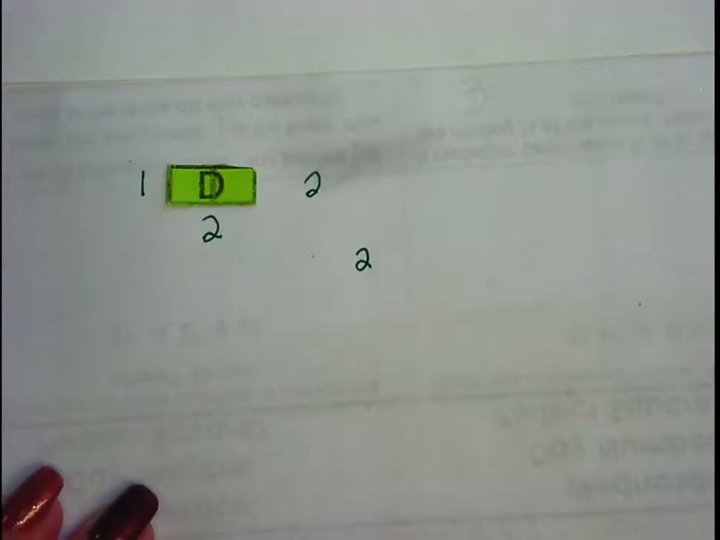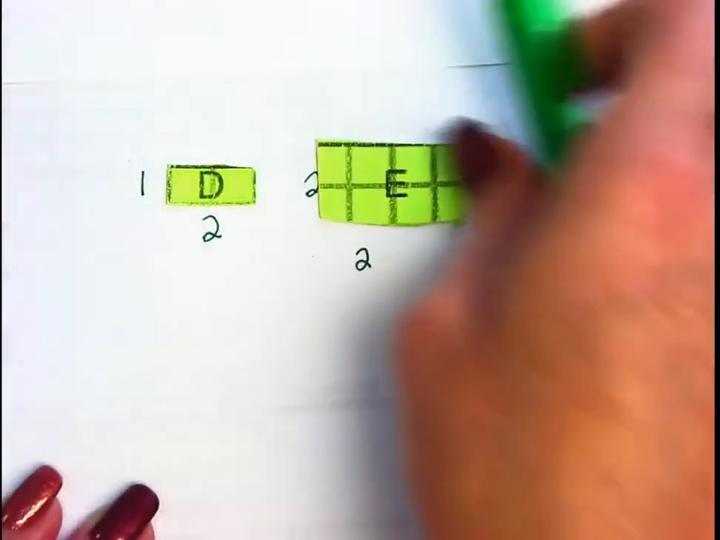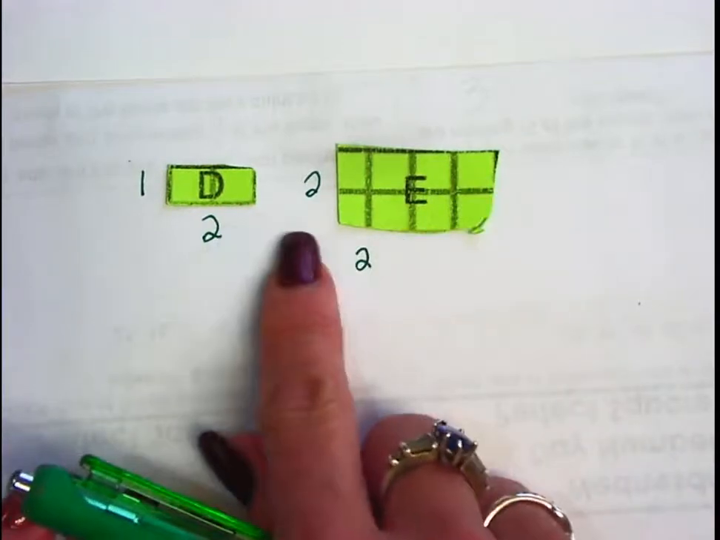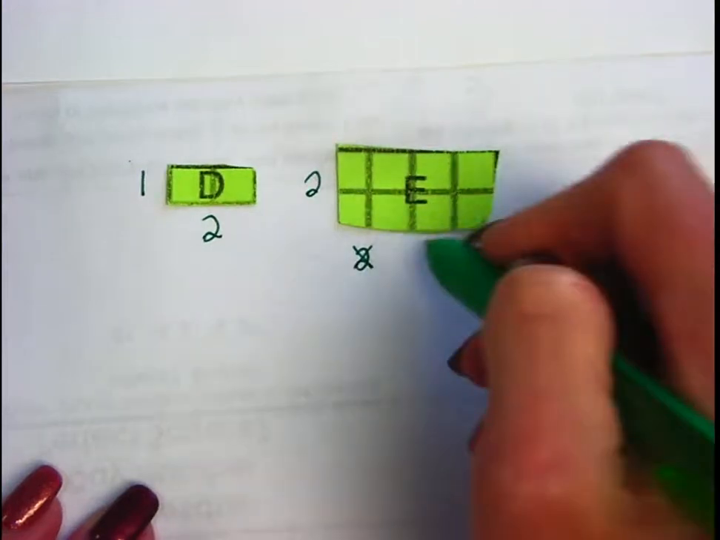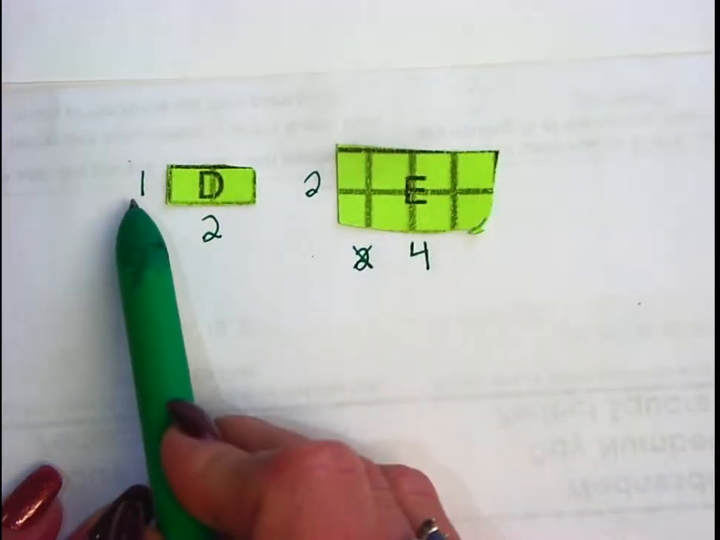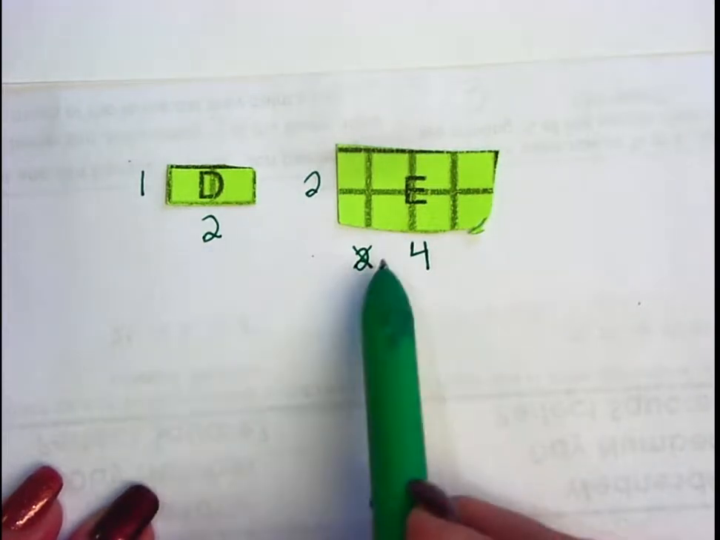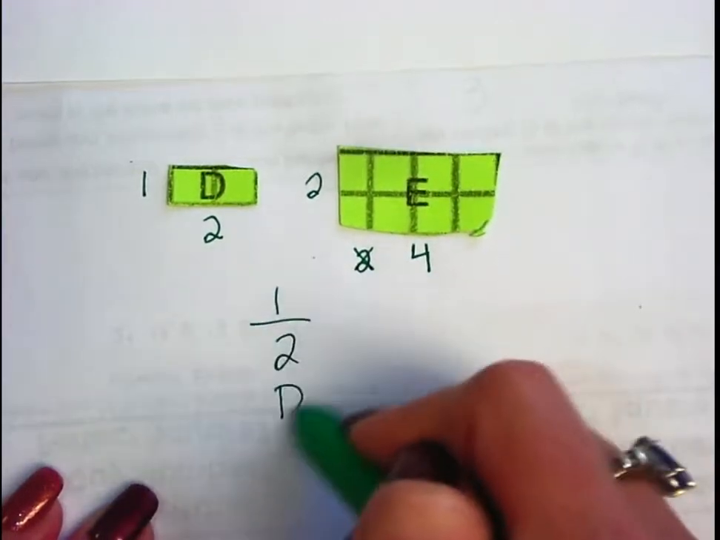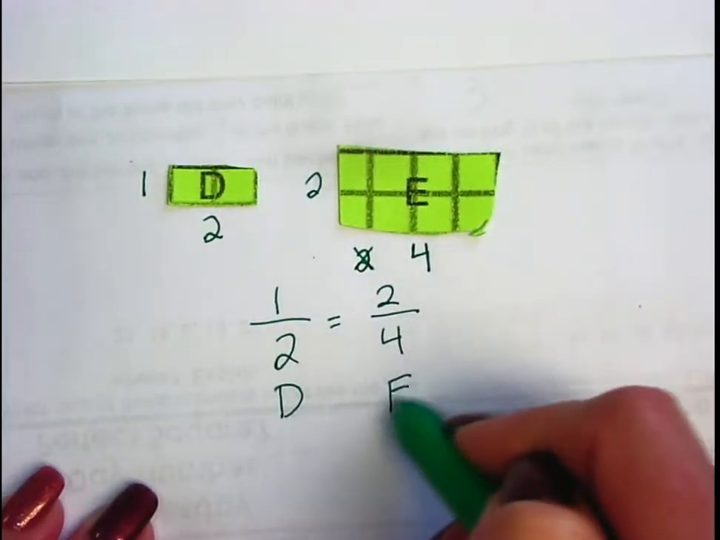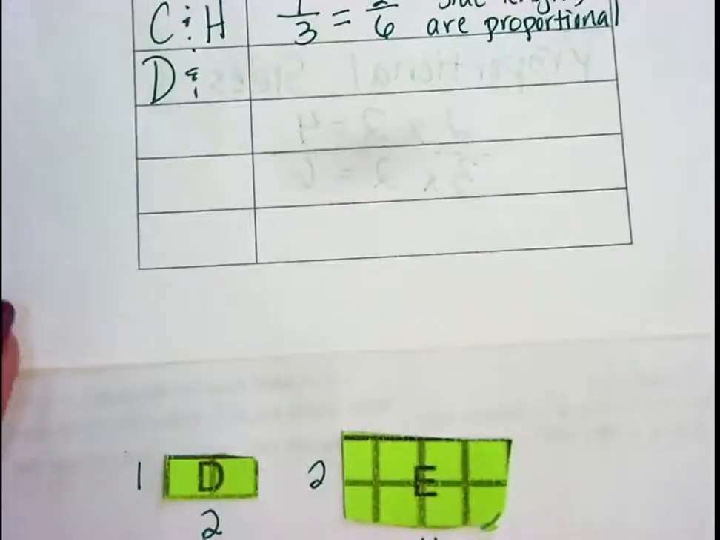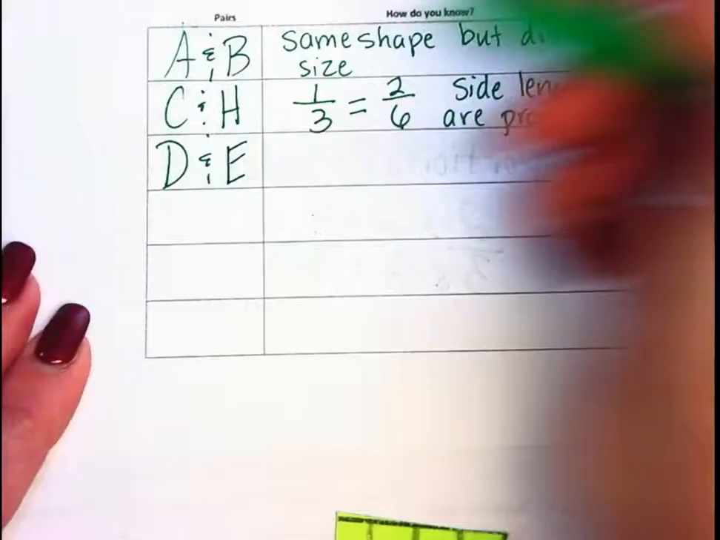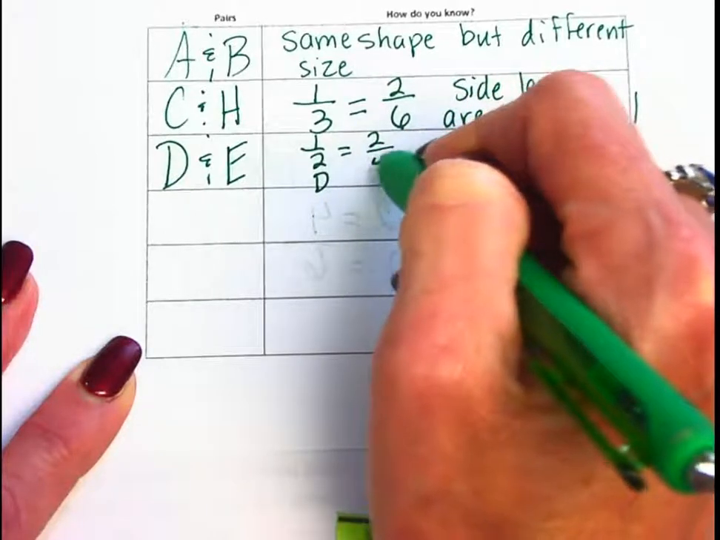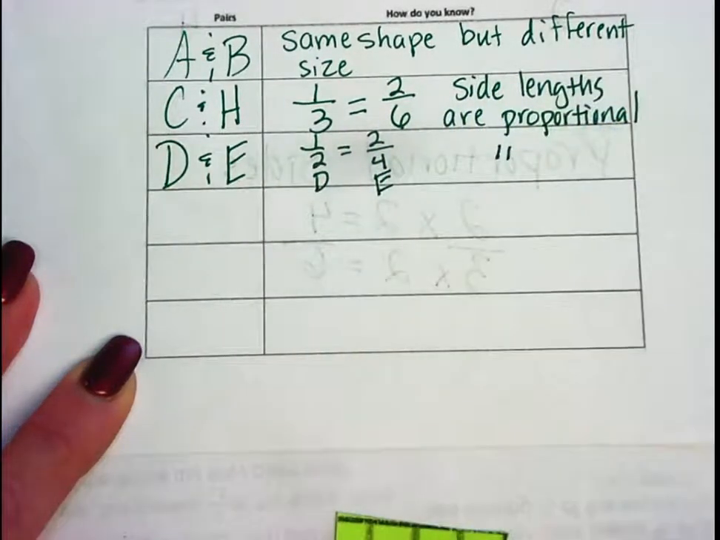Camilla? Let's look at E. So E has a 2, already there, very convenient. But then what is this side length here? That's a 4. So are those proportional? 1 times 2 is 2. 2 times 2 is 4. So D and E go together. So 1 over 2 for D is equal to 2 over 4 for E. Okay? So we can say that D and E are proportional because the side lengths, 1 over 2 for D, is equal to 2 over 4 for E. And again, our side lengths are proportional.